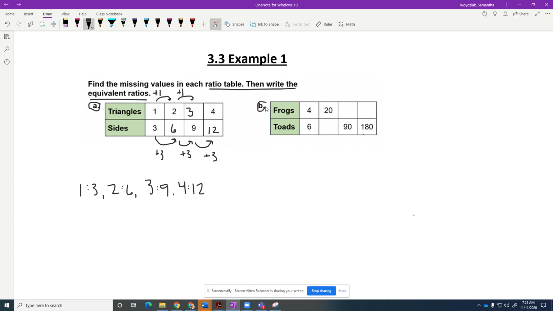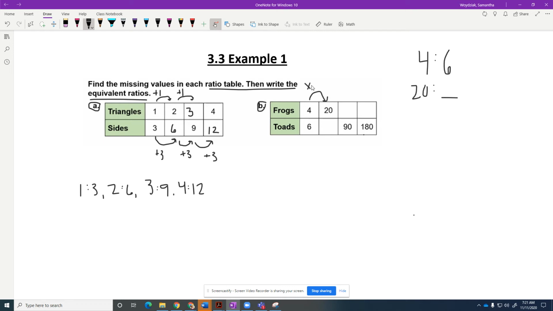Now, B right here is a little bit different. So it's not set up in the same manner. It says for every 4 frogs, there's 6 toads. And remember, we're making equivalent ratios. So if I go ahead and write this ratio over here, 4 to 6, I'm really saying then, okay, well then it's 20 to what number? What's equivalent? So we have to figure out, how did I get from 4 to 20?